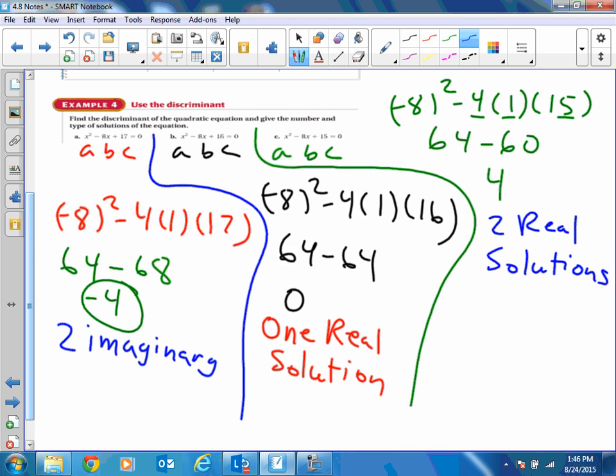And that's pretty much it for the discriminant. That's how you do those. Okay. Don't make it hard and nasty. It's the part underneath the radical, the b squared minus 4ac part. So just solve that, and then if it's negative, 2 imaginary. If it's 0, it's 1 real, and if it's positive, it's 2 real.